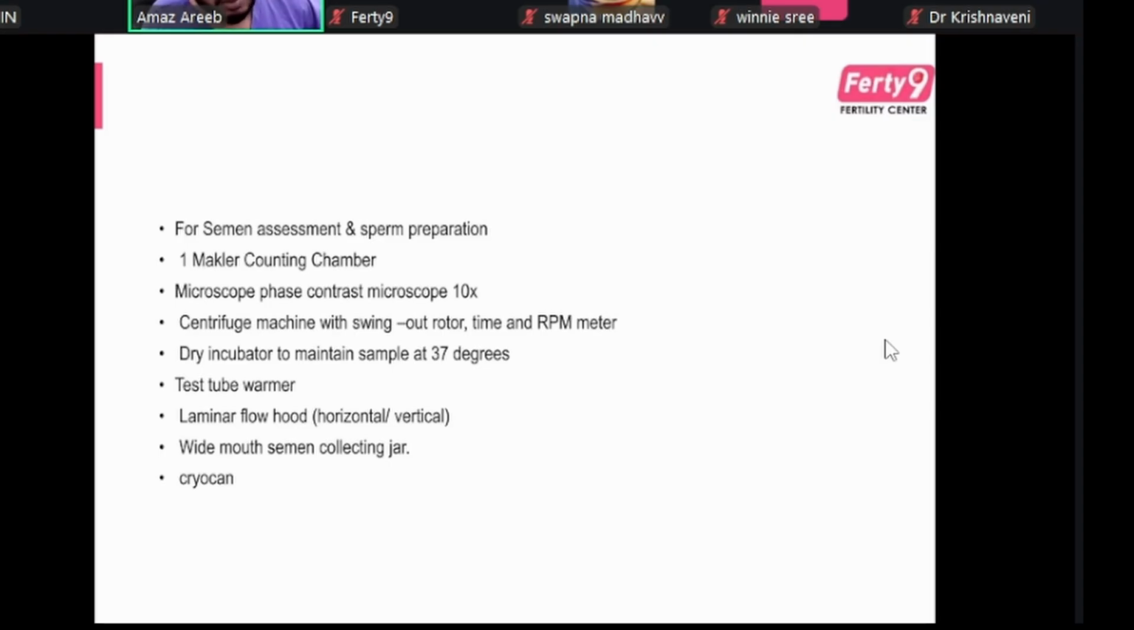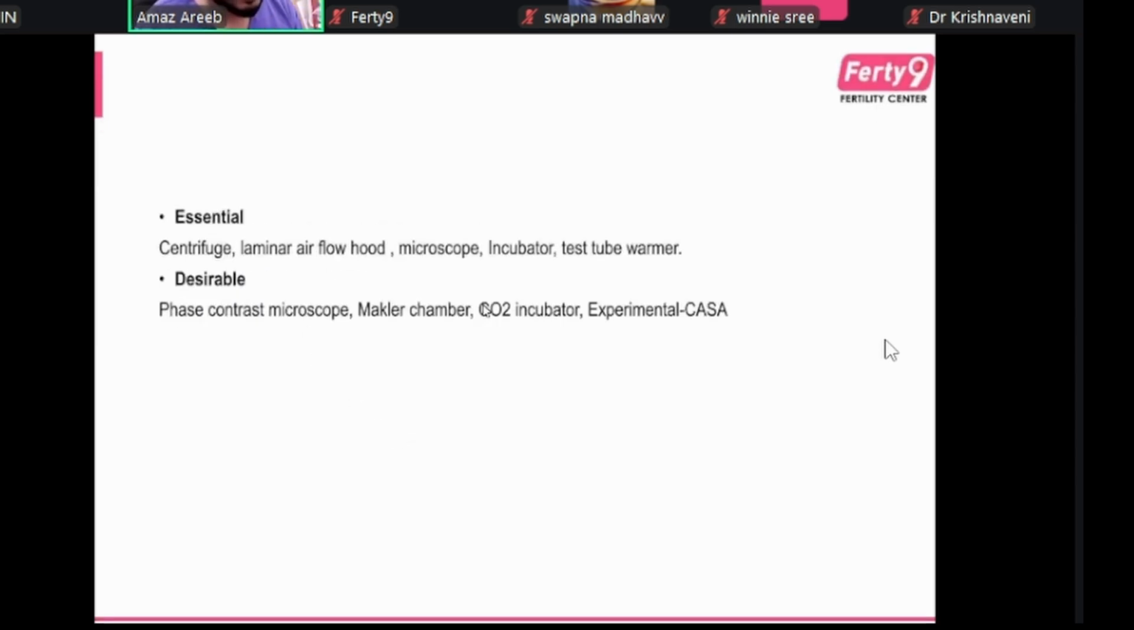The laminar hood should be either horizontal or vertical. And as I've told you, wide mouth jars for sperm collection, and a cryocan if you are having a cryo program planned. So the essential things that have to be bought: centrifuge, laminar airflow hood, microscope, incubator, test tube warmer, and desirably phase contrast microscopy, macular chamber, CO2 incubator if you want, and experimental CASA.